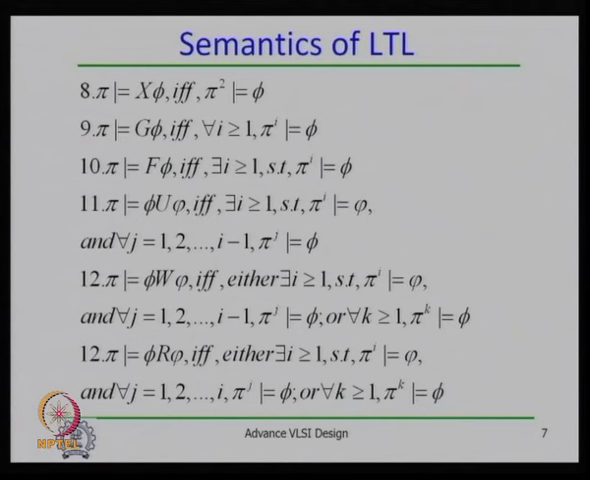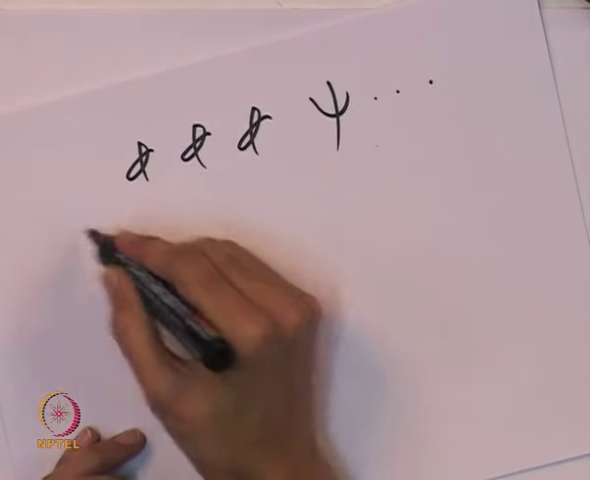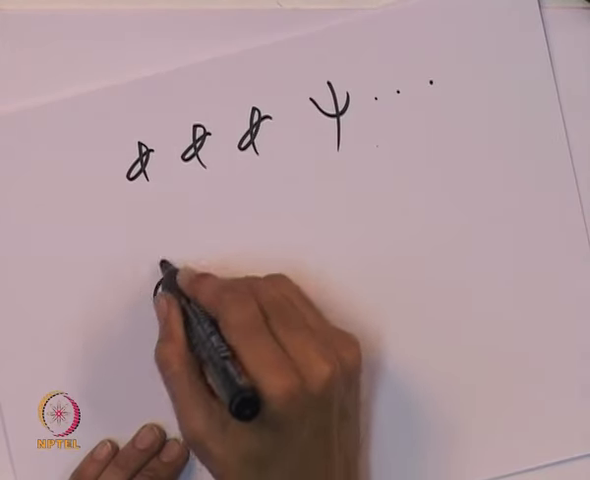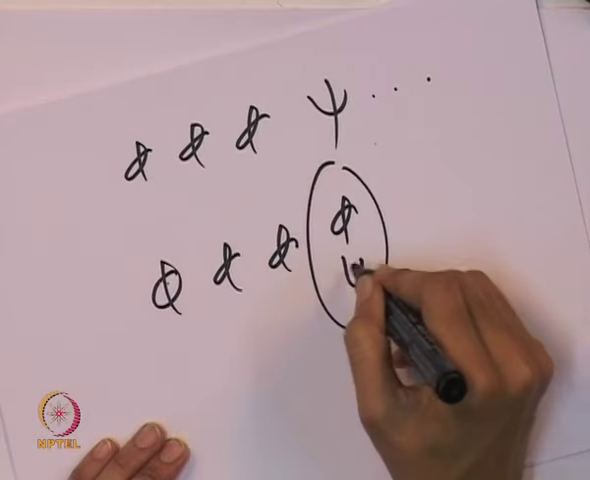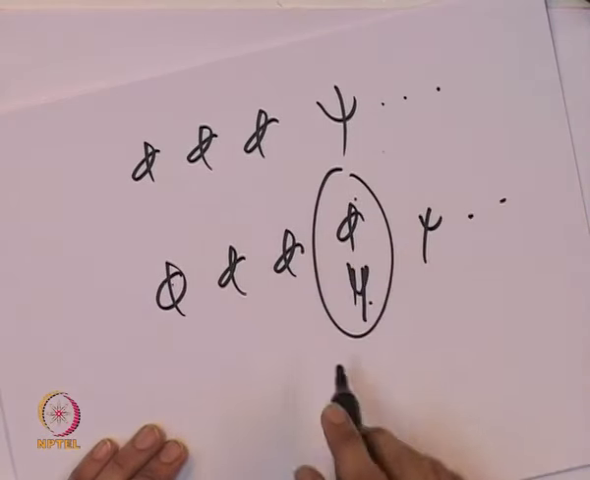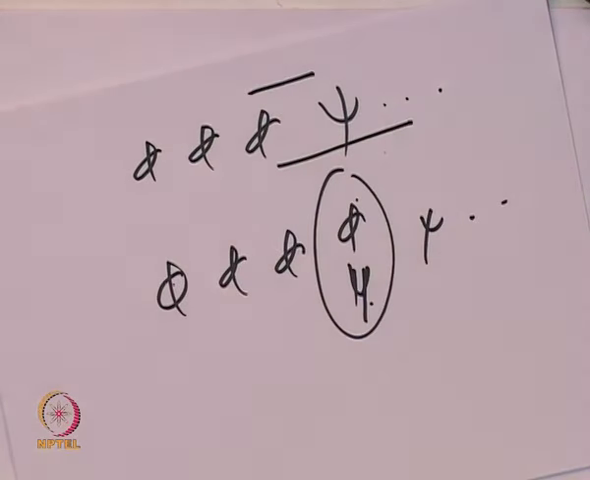And in the same way there is another formula which says that phi releases psi. So that means psi should hold good until phi appears. In weak until, until and release there is a relationship: in until you need to have phi, phi, phi and then psi, whereas in the release operator you must have psi, psi, psi, and in at least one state you must have phi and psi hold good together, whereas that is not a requirement in the until operator. So these are the various operators we use to model the system or to define the property of the system.